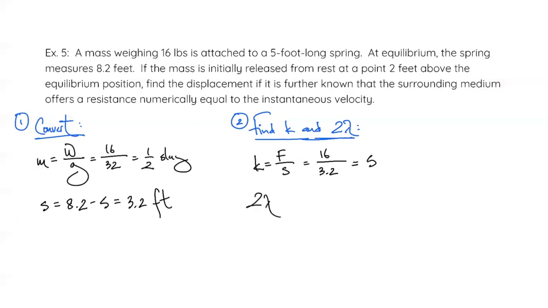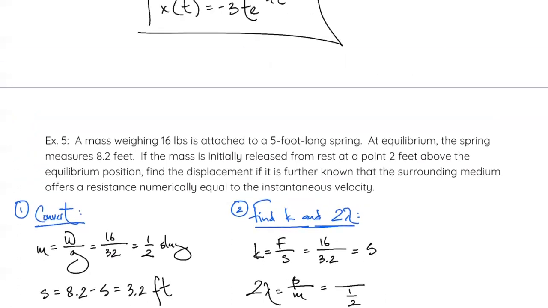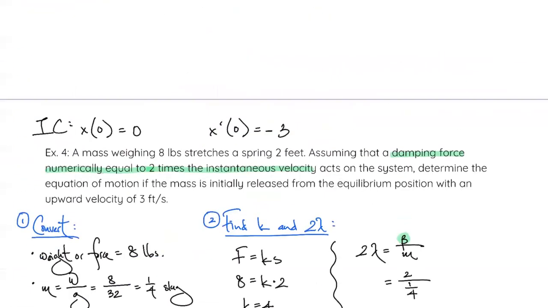Similarly, we're going to find our 2 lambda, and that is going to be equal to beta over mass. And I know the mass is 1/2, so I'm going to go ahead and put that there. But we need to go back into this problem and find out what the beta is.